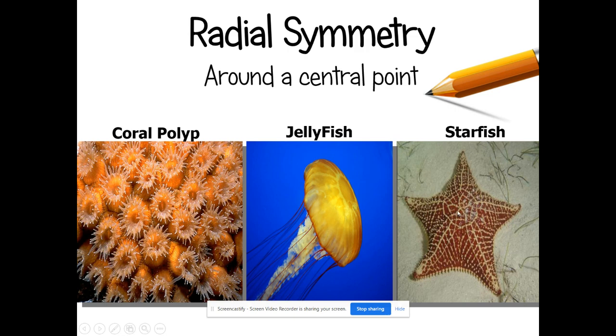The starfish looks like a star, obviously. Starfish are echinoderms, which is the phylum that starfish are under. That includes starfish, sea urchins, and sand dollars. They also have radial symmetry. So there's a central point, and the limbs grow off of that central point.